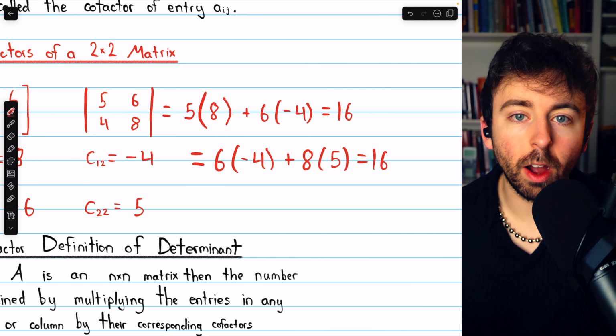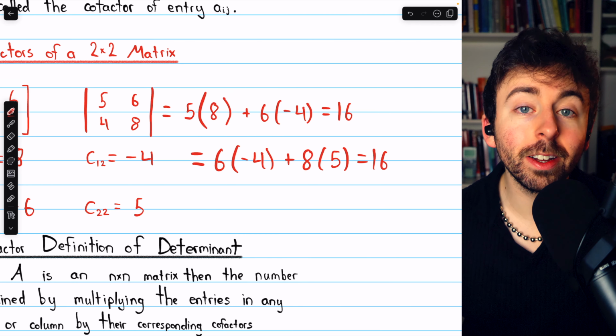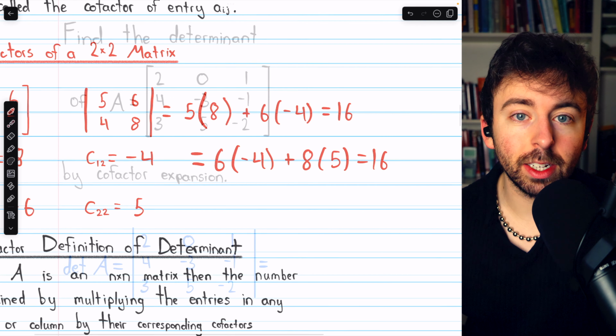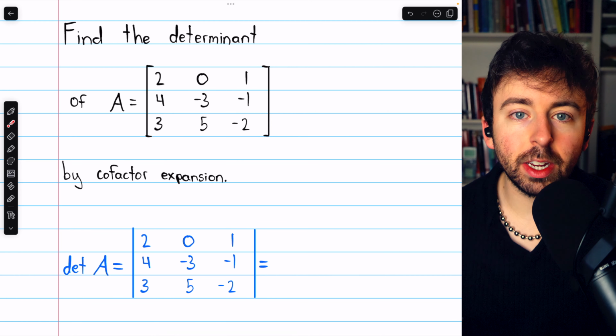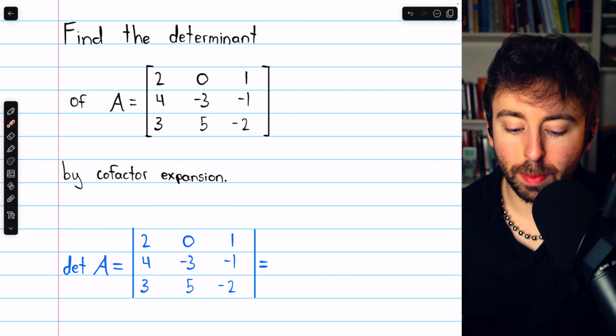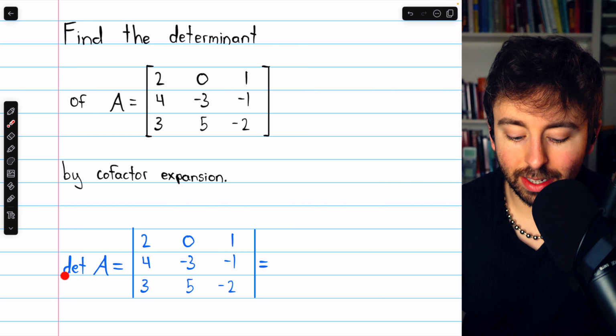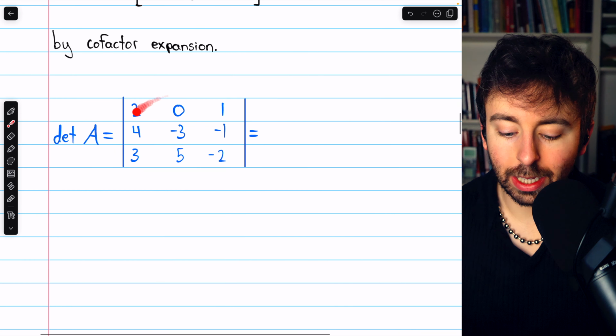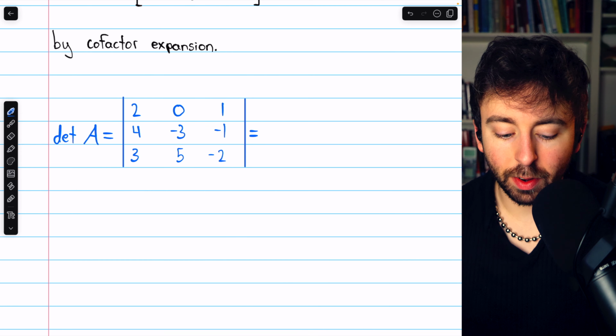No matter which row or column you do the cofactor expansion along, you're going to get the same value for the determinant. All right, let's finish by using our new definition to find the determinant of this 3 by 3 matrix A. So this is det A, which we could also denote like this. Let's go ahead and find the determinant.